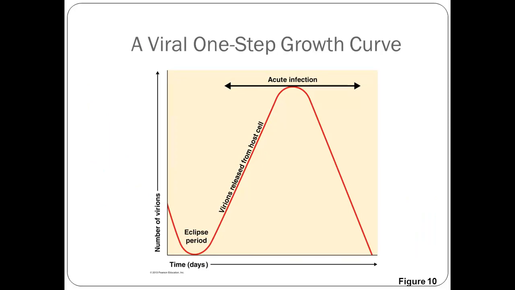So now let's take a look at a viral one-step growth curve. We know that this is the number of days over the number of virions that we have released. And what you notice is that the number of virions are going to decrease. Why is that? Why does the number of virions decrease?